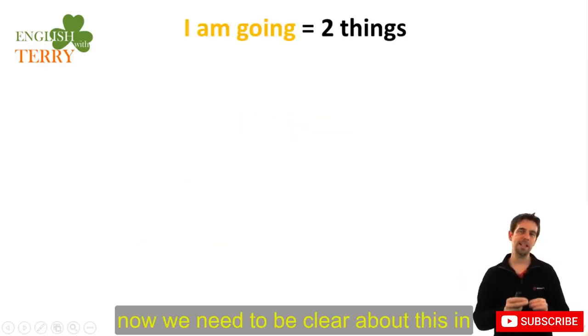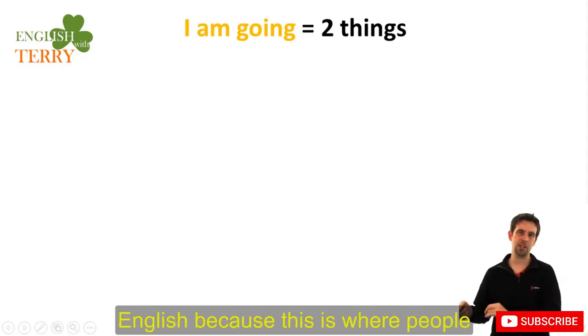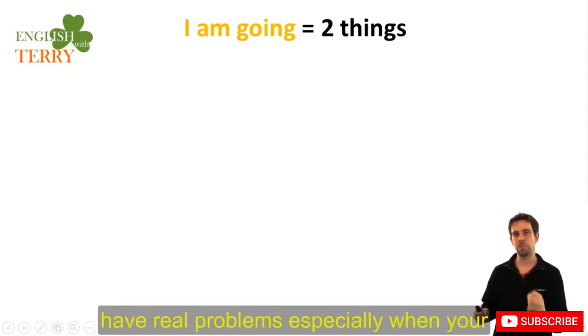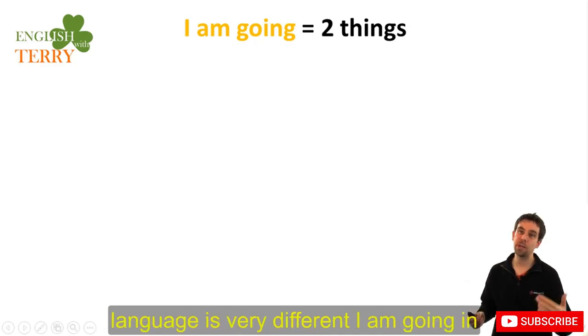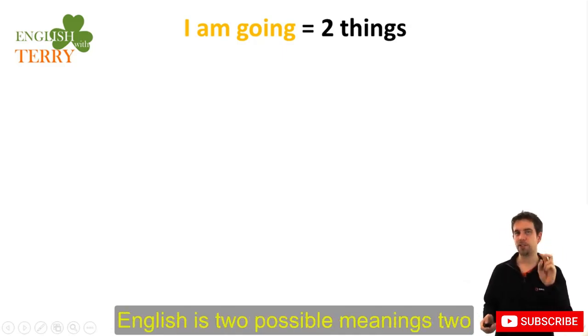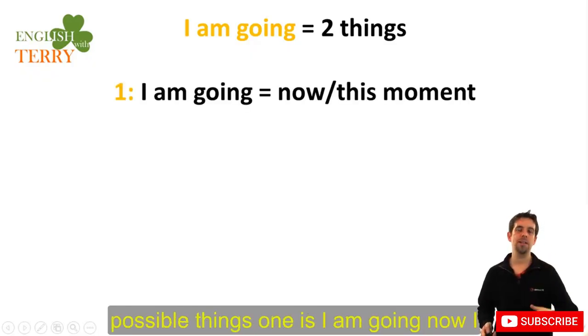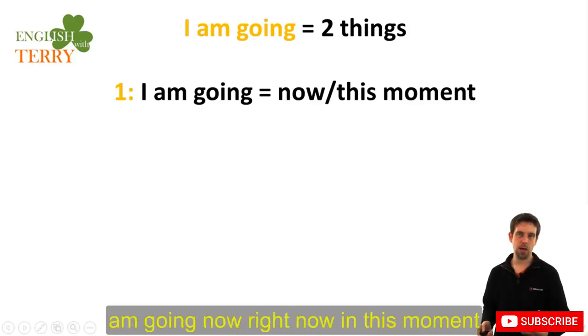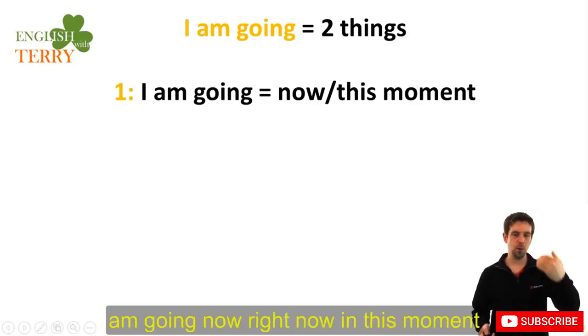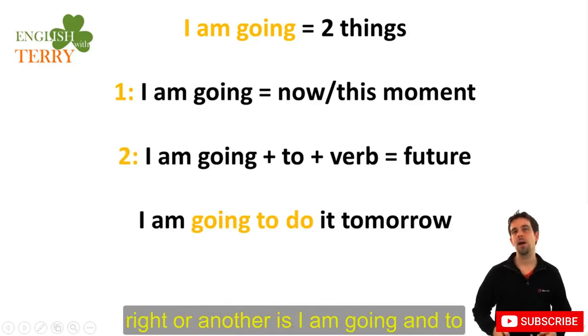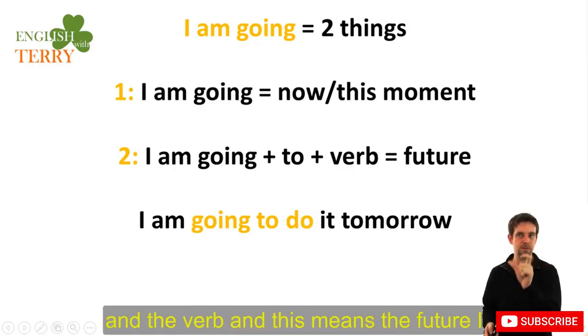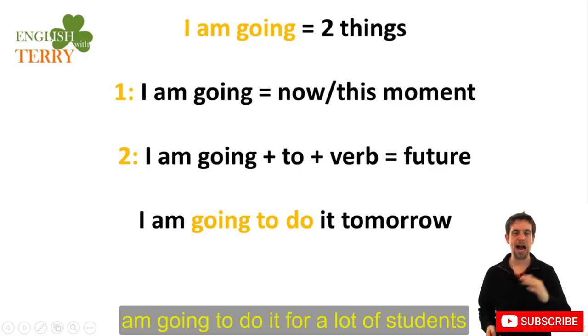Now, we need to be clear about this in English because this is where people have real problems, especially when your language is very different. I am going in English has two possible meanings. One is I am going now, right now, in this moment, right? Or another is I am going to and the verb. And this means the future. I am going to do it.